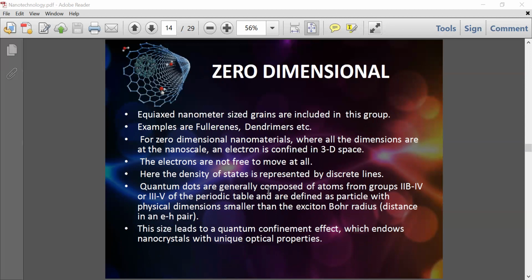Then zero-dimensional. Here, all the dimensions are at the nanoscale. That is, an electron is confined in three-dimensional space. So, the electrons are not free to move at all. That is zero-dimensional material or three-dimensional confinement. Quantum dots are generally composed of atoms from the group II-B to IV. So quantum dot is the example for zero-dimensional or three-dimensional confinement.